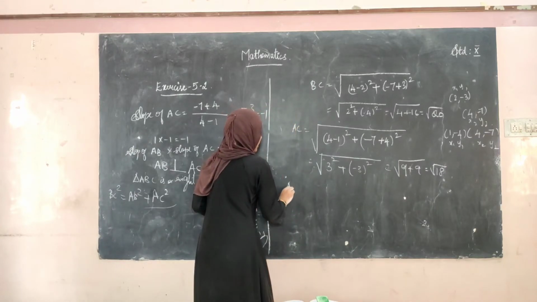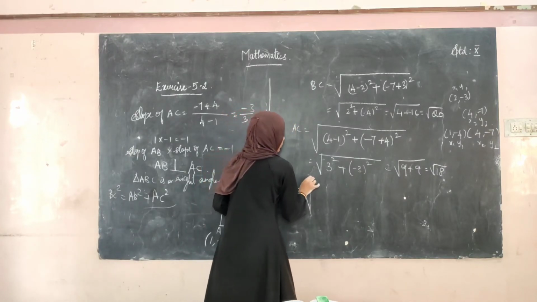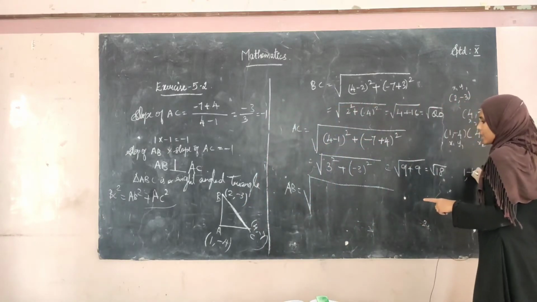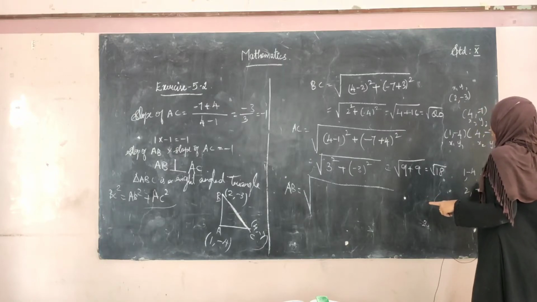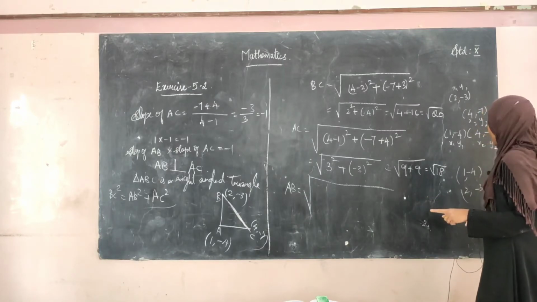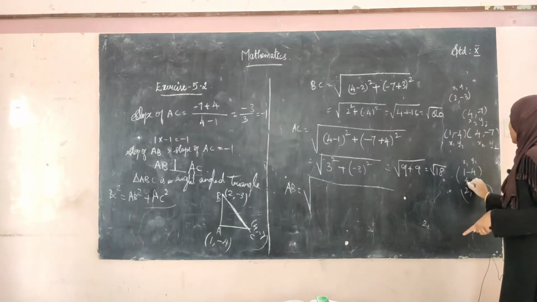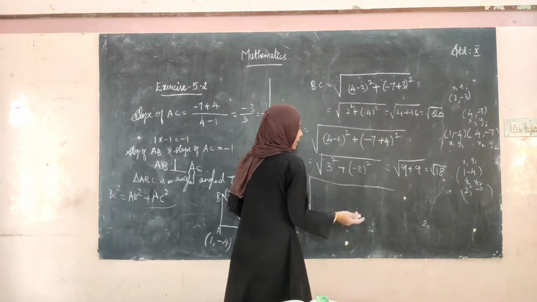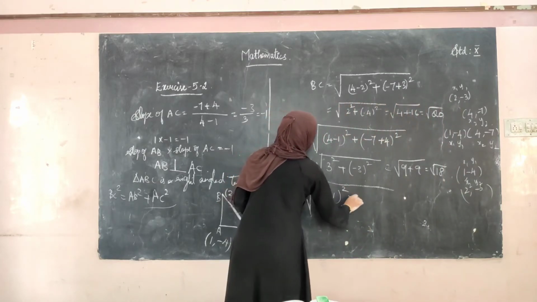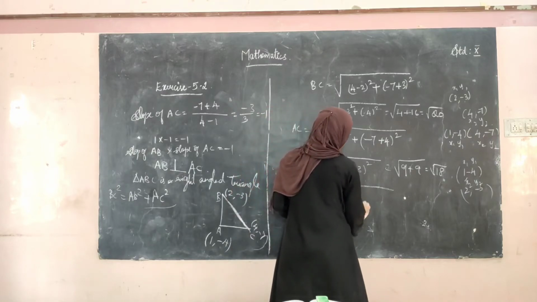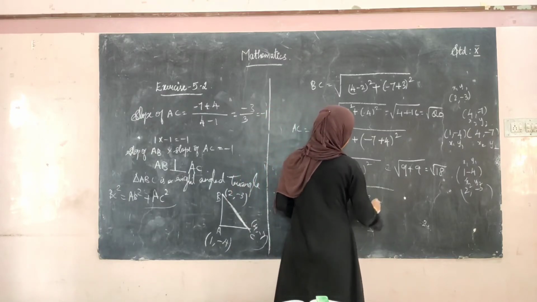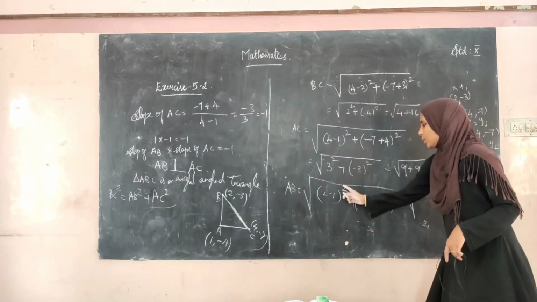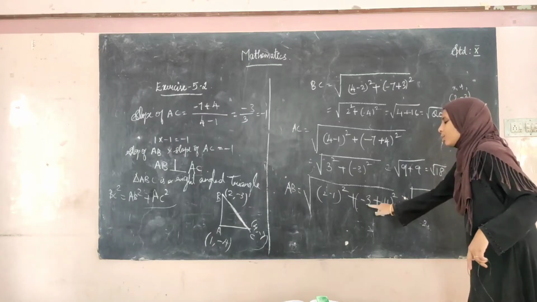Okay, now we have to find AB. Square root of, so AB, what are the points? A is 1 comma -4 and B is 2 comma -3. Yes, x1, y1, x2, y2. So the formula is x2 minus x1, that is 2 minus 1 the whole square, plus y2 minus y1. y2 is -3, -3 minus y1 which is -4, so it is plus 4 the whole square, which is equal to square root of 1 square, so 1, and this is also 4 minus 3 is 1.